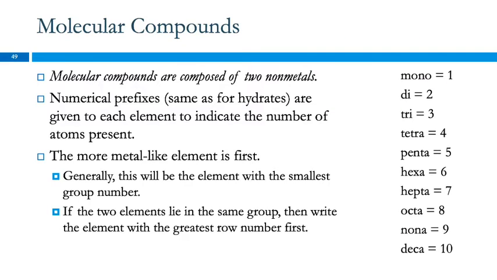So again, molecular compounds are nonmetals only. And the ones that we're going to learn to name have 2 nonmetals. There are compounds that have more than that. We're not going to have to name them. Okay, save that for another class. 2 nonmetals, so we call these binary molecular compounds. And we're going to use those same prefixes that we used for the hydrates.